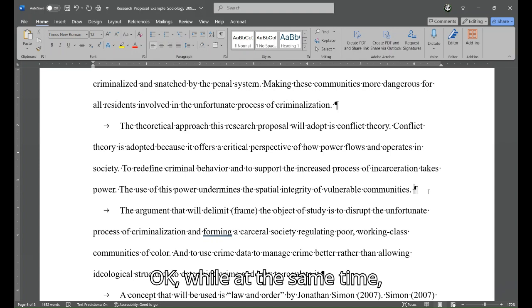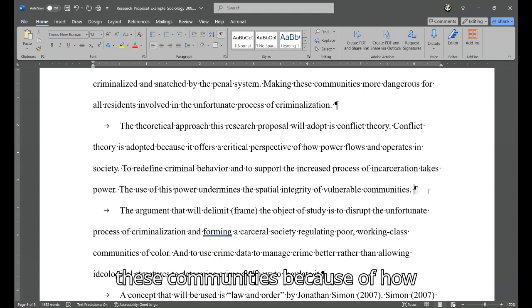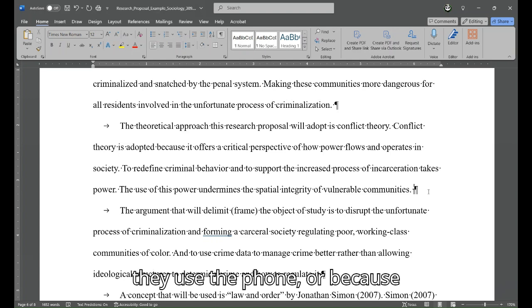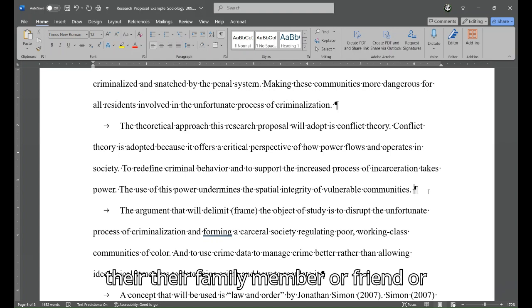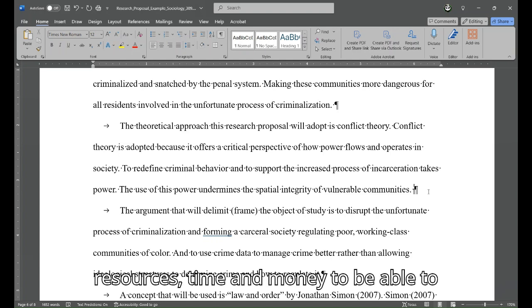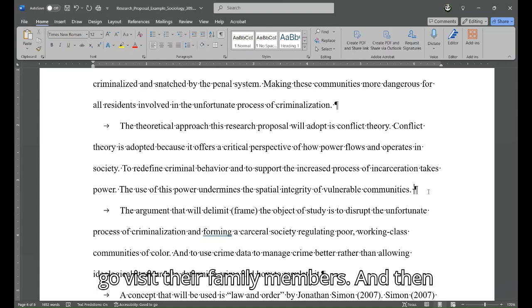While at the same time, corporations make billions of dollars from families from these communities because of how much they're able to charge people when they use the phone, or because their family member or friend or loved one is in a prison in a rural area, so it takes resources, time, and money to be able to go visit their family members.